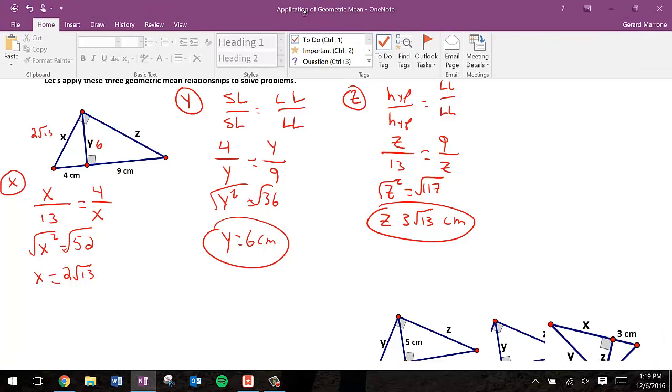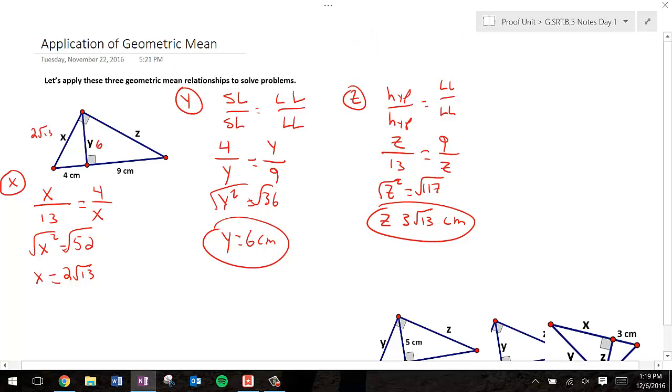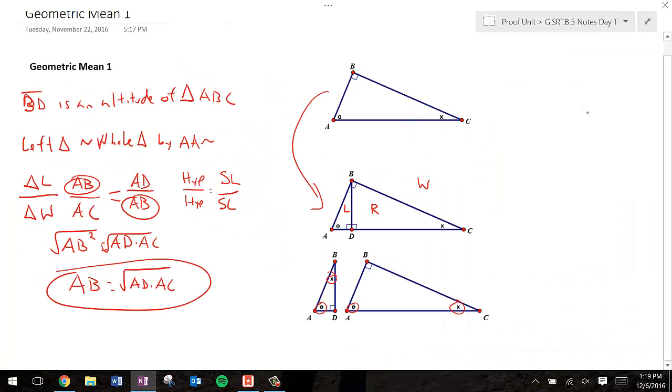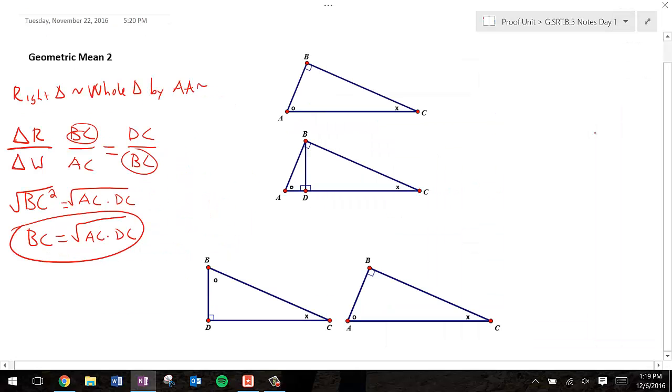So if we were to just go back, now looking at an example of this, and fill in some notes for these, we've got our hypotenuse and short leg relationship for mean 1. For mean 2, it's going to be hypotenuse over hypotenuse equals long leg over long leg. And remember, it is triangle on the right over the whole triangle.